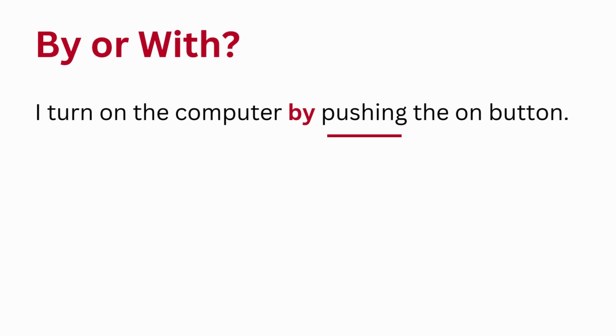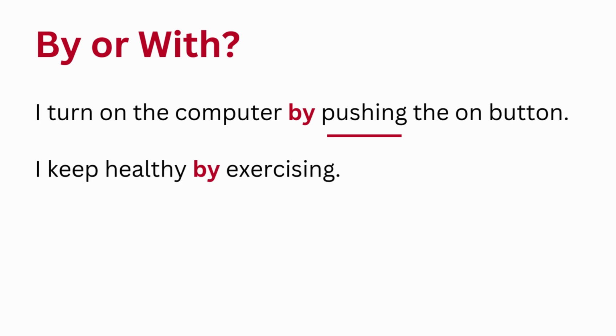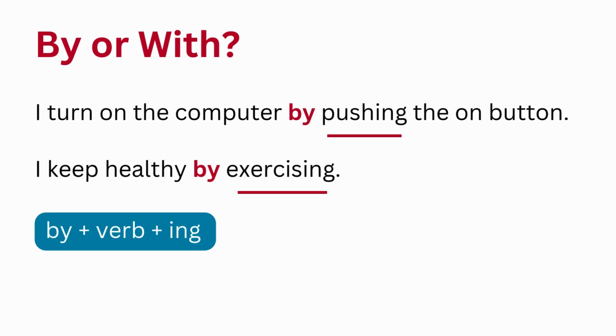Let's look at another example. I keep healthy by exercising. So again, after by, you will notice we have a verb. Exercise. In this case, it's exercising. So one of the first things to notice is that after by, we often have a verb. I have here by plus verb, but that's not all. If you look at the verb, what form is the verb in? Take a moment. What do pushing and exercising have in common? They both end in ing. So we use by, and after by comes a verb, and then it ends with ing.